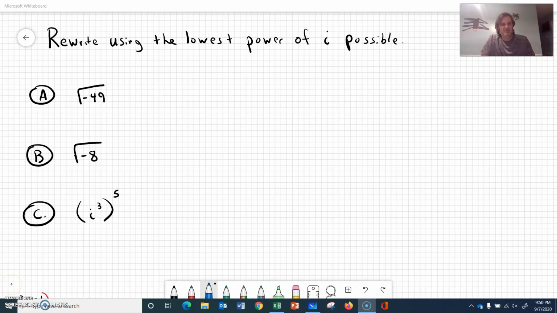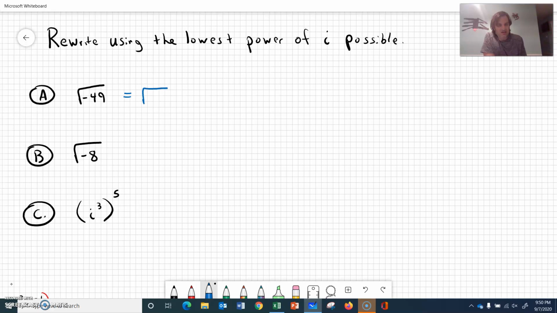Hey, Mr. Howard here. We've been talking about imaginary numbers, and I have some practice problems here. It says rewrite using the lowest power of i possible. And I got three problems here. The first one, A, is the square root of negative 49.